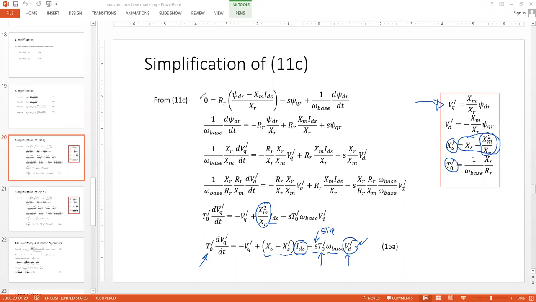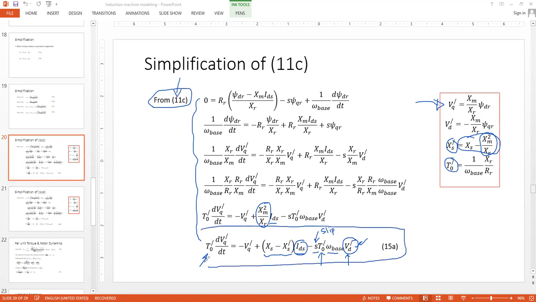So all these steps are actually taken from 11C or started from 11C and ended up here at 15A. So we have got the state variable in terms of voltage. VQ dash is voltage transient.